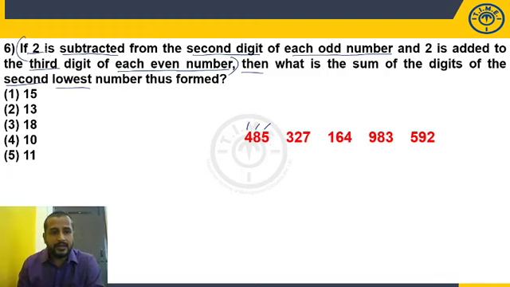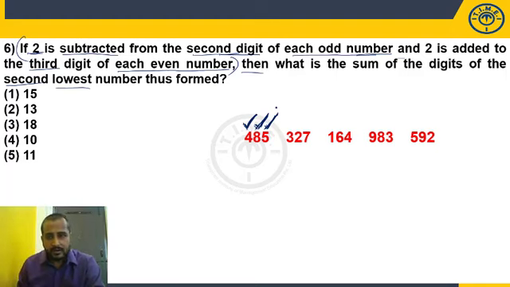And don't forget the conditions. These conditions will be applicable to which numbers? The second digit of each odd number, and 2 is added to the third digit of each even number. So first digit, second digit, third digit; hundreds, tens, units digit. Clear? It is the hundreds digit position, tens digit and units digit position, or first digit, middle digit, last digit. In so many ways they may give it to you.